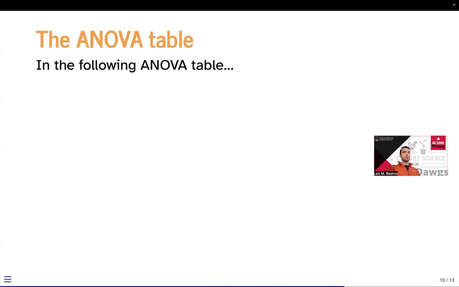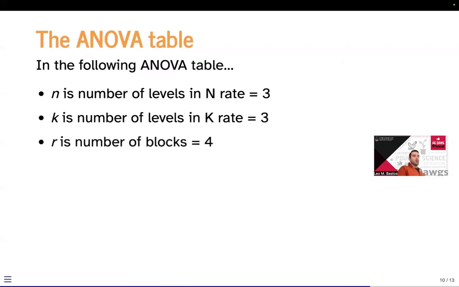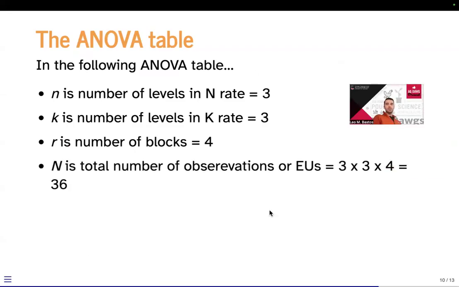All right, so I'm going to show you an ANOVA table for our study specifically. And I just want to tell you that N is the number of levels in nitrogen rate, so it's going to be equal to 3. K is the number of levels in potassium rate, so that equals 3 as well. R is the number of blocks, so we have 4 blocks. And uppercase N is the total number of observations or experimental units, which is 36.